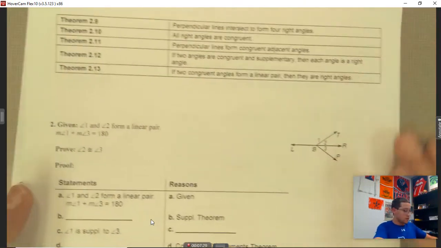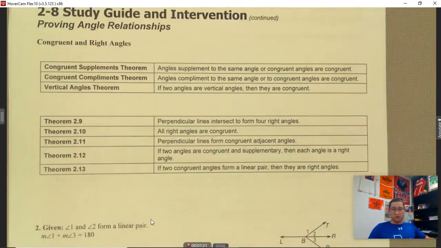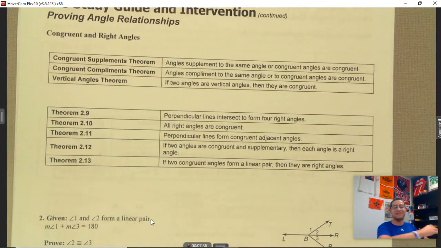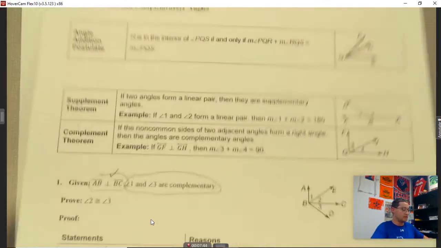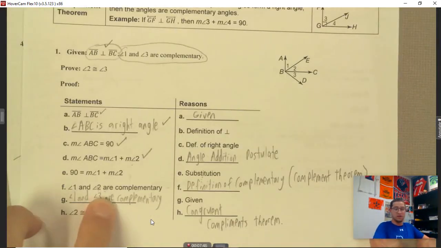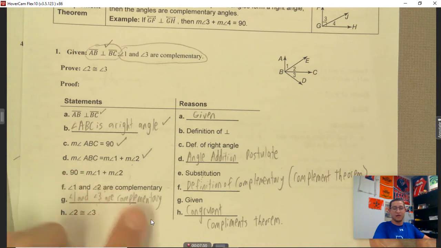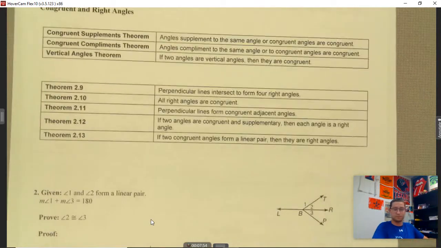All right, last one. And actually we're going to go over these real quick. So the congruent supplements theorem is almost the exact same thing as what I just did. It's just when two angles are supplementary to the same angle, then those two angles are congruent. So very similar to this right here. Instead of 90, it would be 180. That's the only difference, but it's applied in the same manner.